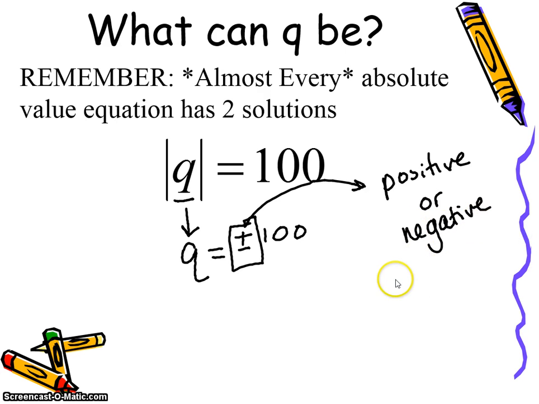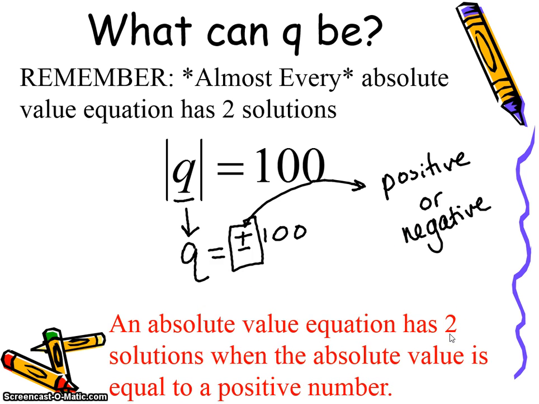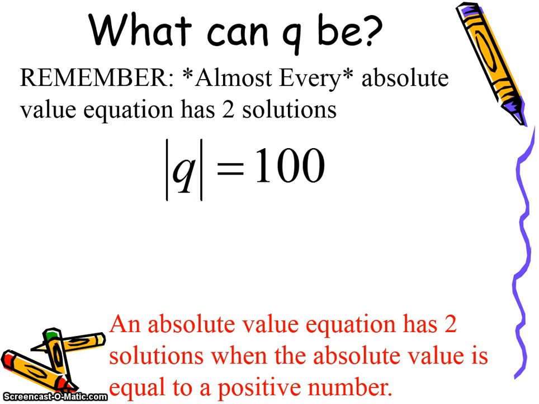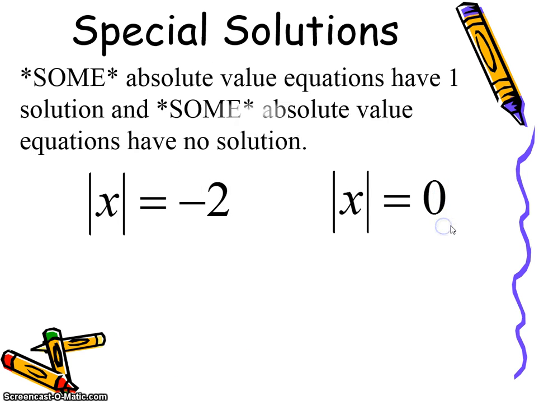Now remember, we said almost every absolute value equation has two solutions. So how will you know if it has two solutions? Well, an absolute value equation has two solutions when the absolute value is equal to a positive number. And notice, this absolute value symbol is isolated. There's no constants multiplying it or being added or subtracted to it. When absolute value is equal to a positive number, there will always be two solutions. Now, there are also some special solutions. Some absolute value equations have one solution, and some absolute value equations have no solution.